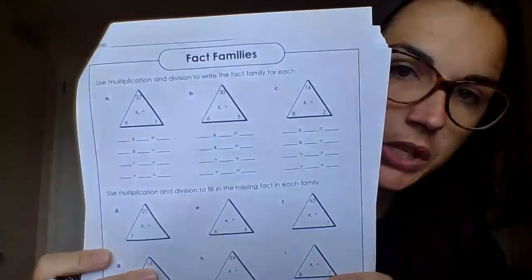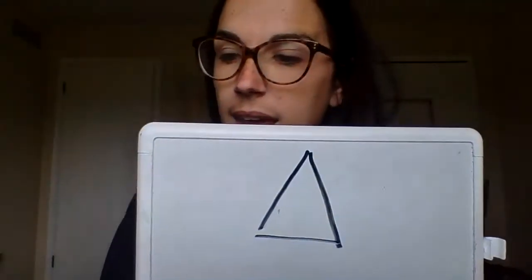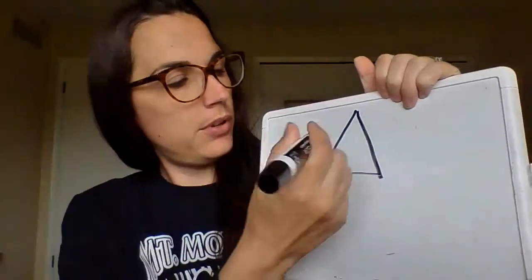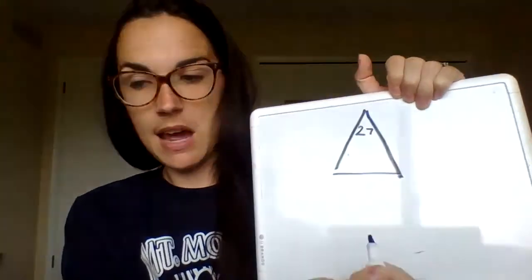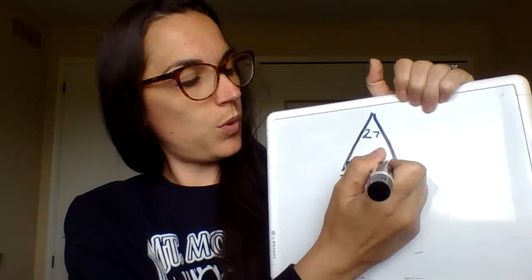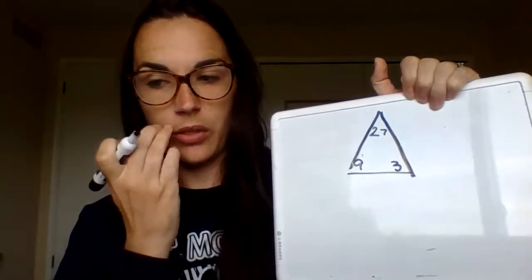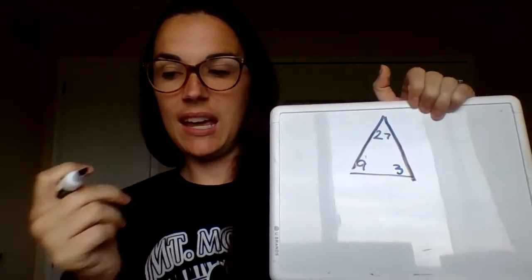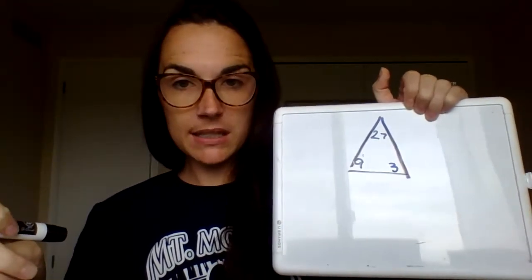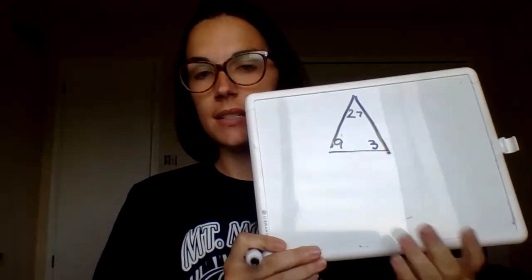So the sheet that we're looking at looks like this, fact families, and you're going to notice that each group of numbers comes in a triangle. I'm going to go ahead and draw that triangle on my board. And I'm going to use A as my example. So 27 is at the top, 9 is in one corner, 3 is in the other corner. And then I have 4 spaces to make multiplication and division sentences.